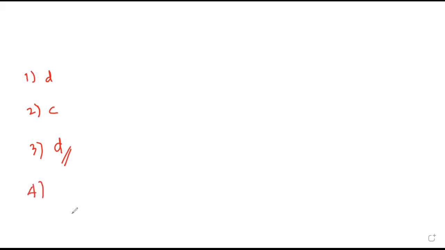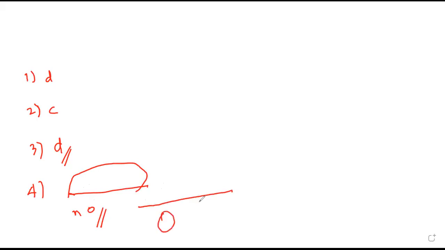Fourth, when a magnet is moving closer to a conducting wire, do you get an induced current? No. Why? Because it should be a closed loop, not just a conducting wire. It should not be an open wire like this. It should be a closed loop. That's why no.